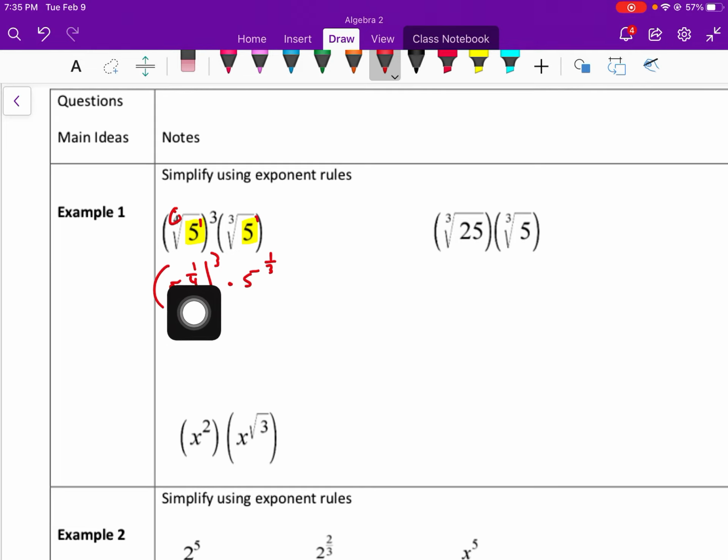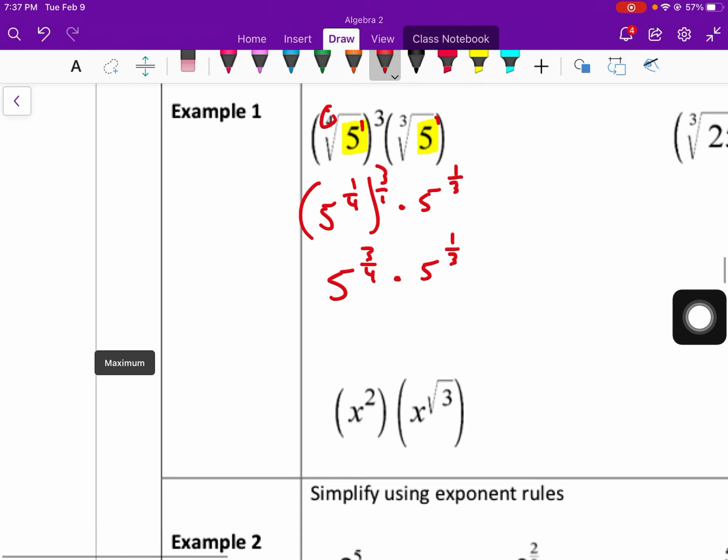Now, in this first case, this is a review back to that first day where it's a power to a power, so we're going to multiply that. So a fourth times 3 is the same as a fourth times 3 over 1, so we multiply across, so it's going to be 5 to the 3/4 power times 5 to the 3rd power. So now it looks familiar, where we have the product and exponents. Since we're multiplying and the bases are the same, we're going to add the exponents together.